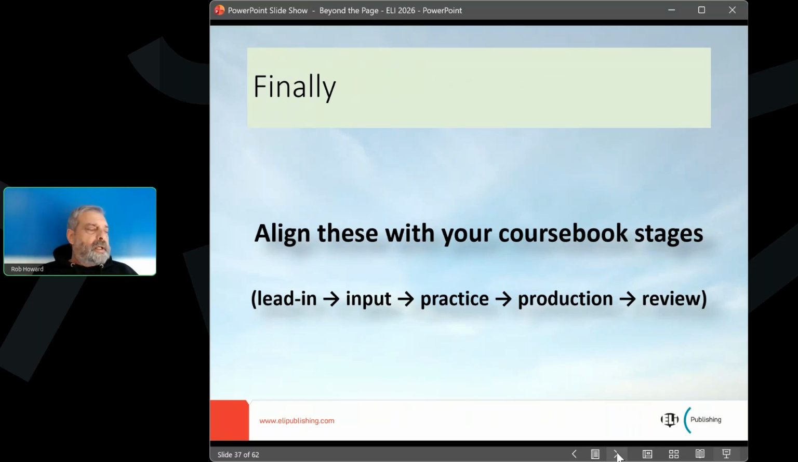Remember, I'm a little upset with newer teachers this year because they think the course book isn't good. You know what? The course book has been developed for years by experts, not just one person, a team, and they're so good.